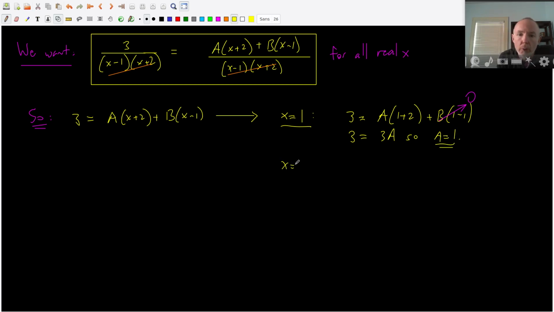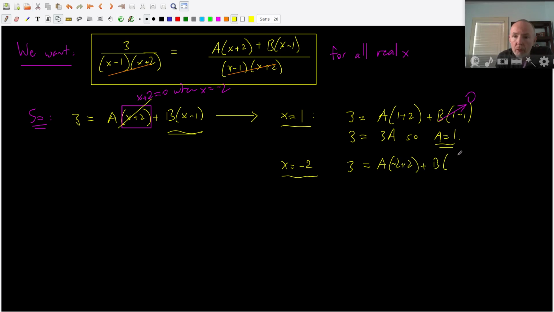And similarly, I can choose a clever value for x to find b, and that clever value to choose is minus 2. What I'm doing is I'm choosing the value of x that makes this 0. So x plus 2 is equal to 0 when x equals minus 2. And the advantage of that is, if this is 0, then I'm just left with this single expression involving b. So when I plug that in, I get 3 is equal to a times minus 2 plus 2, those cancel, and we're left with b times minus 2 minus 1. So in this case, we've got minus 3b is equal to 3, and so we can conclude that b is equal to minus 1.